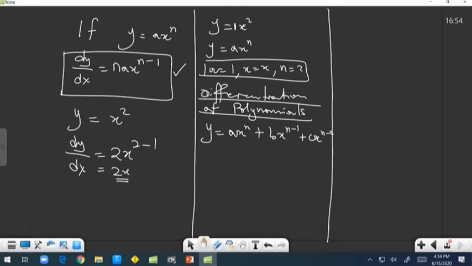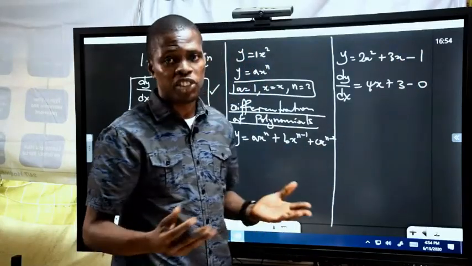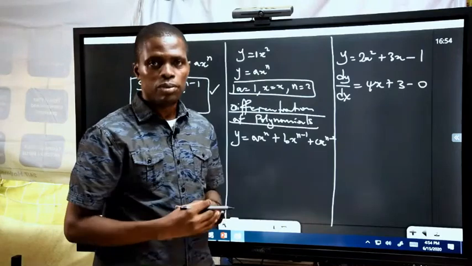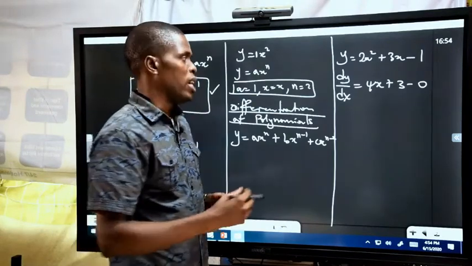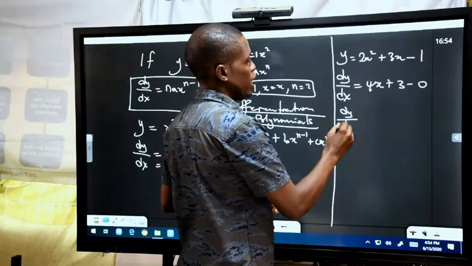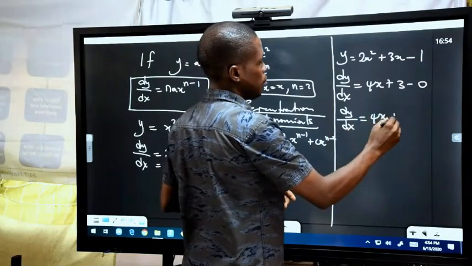So therefore, we can have a simple polynomial, y equal to 2x squared plus 3x minus 1, as an example of a polynomial. So for us to do this, we need to differentiate using the formula method or technique. We say dy over dx is equal to 4x plus 3 minus 0, because 1 there is a constant. When we differentiate a constant, it will give us 0, irrespective of the magnitude of the number. So therefore, dy over dx is equal to 4x plus 3.